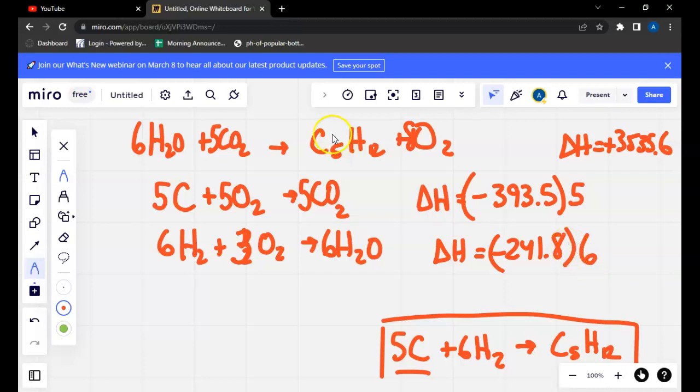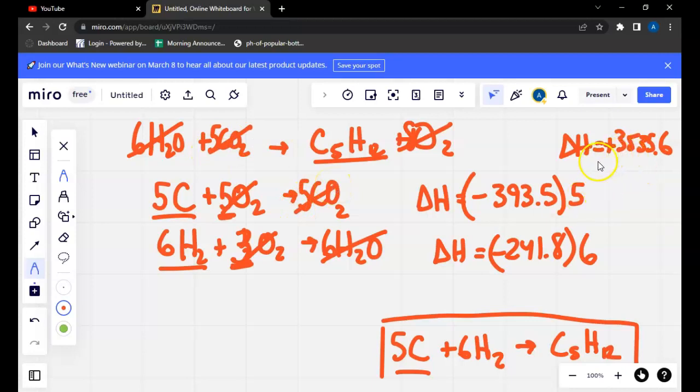I see that I have 6H2O on the left and 6H2O on the right. Those go away. I see that I have 8O2 on the right. I have a combination of 5 and 3O2 on the left. Those add up to 8, so those go away. And what I'm left with is 5C, 6H2, 1C5H12. So everything is now matched up perfectly with the formation equation I'm looking for. By the way, the 5CO2s cancel out as well.